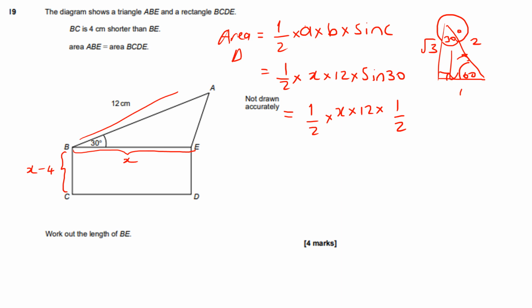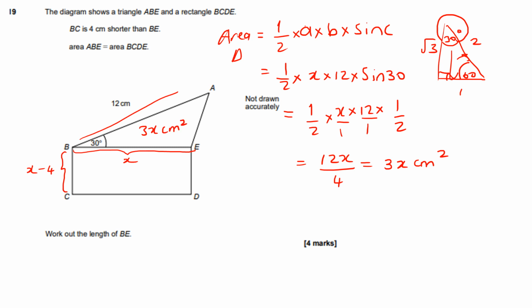1 times x times 12 times 1, because you need to remember these are all out of 1. 1 times x times 12 times 1 is going to give you 12x, and it's going to be divided by 4, which is 3x when simplified. So this is 3x centimeter squared as an area, okay?